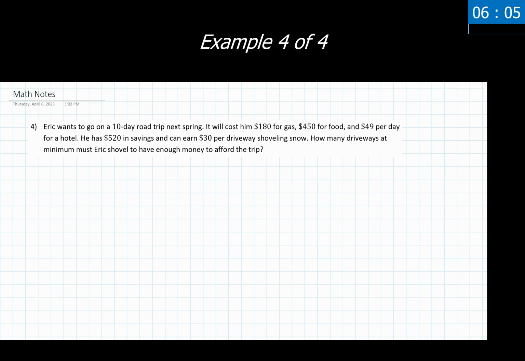And here we are at our fourth and final example. So we are told that Eric wants to go on a 10-day road trip next spring. It will cost him $180 for gas, $450 for food, and $49 per day for a hotel. He has $520 in savings and can earn $30 per driveway shoveling snow. How many driveways at minimum must Eric shovel to have enough money to afford the trip?